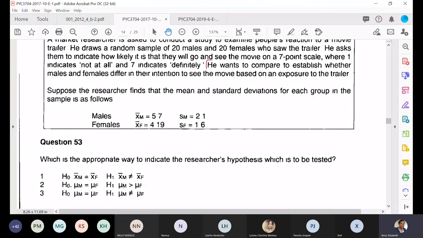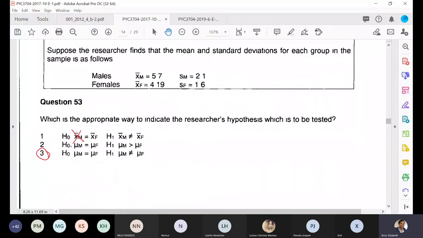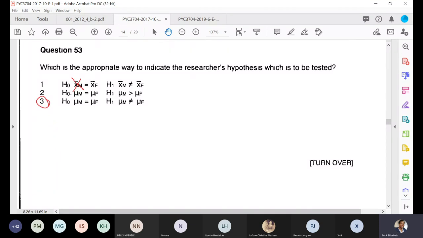Three. The null hypothesis will state that they are equal for the mean of males and mean of females. And the alternative will state that they are not equal, because on here, it's about equality. We're checking whether they are equal. So that will be option 3. This one would have been an automatic disqualification, because we don't state the hypothesis in relation to the sample statistics. So we only use the population parameters.